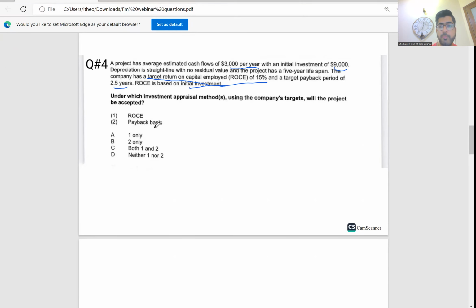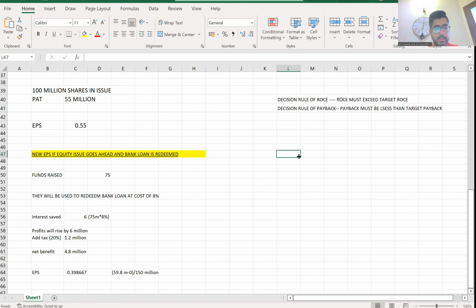So under which appraisal methods will the project be accepted? Let's talk about finding ROCE and payback. The formula of ROCE is average profit divided by average investment. But here it is saying ROCE is based on initial investment. So it's average profit over not average investment, but initial investment. It's the company's policy. This is the formula of ROCE.